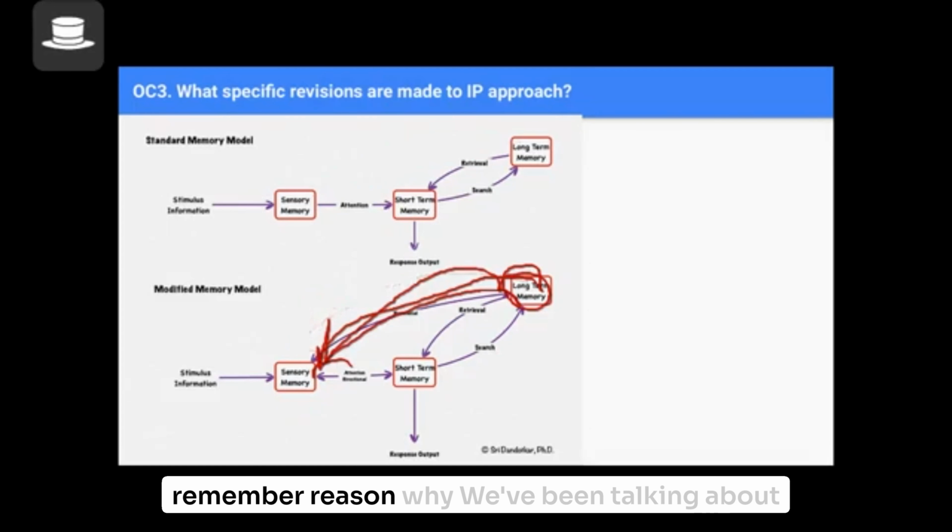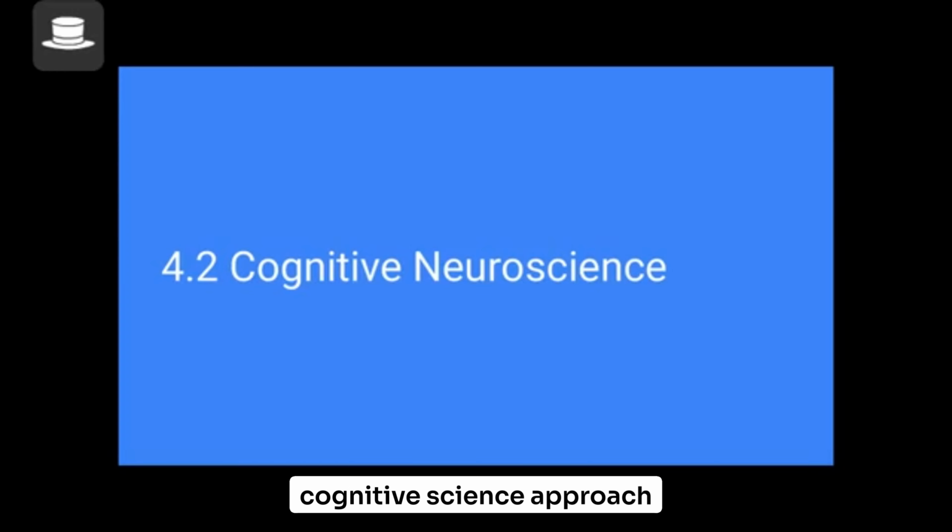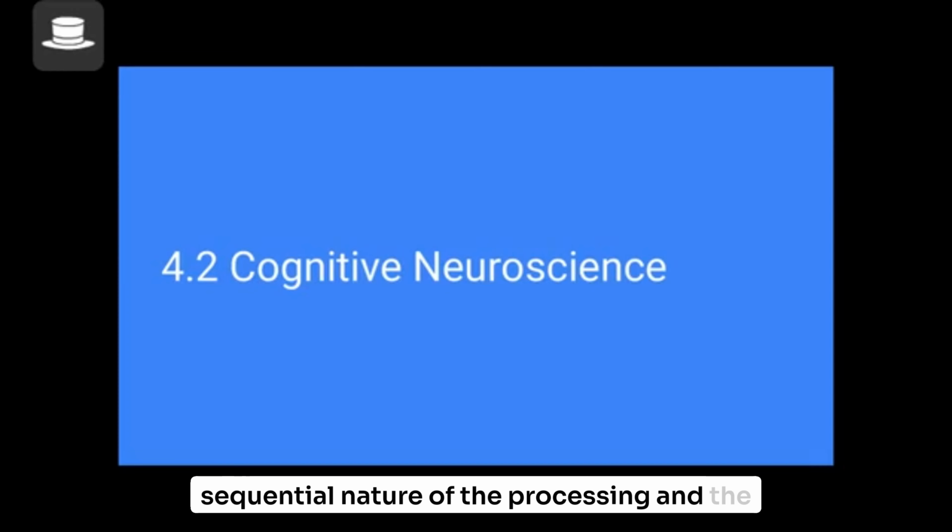Again, remember, the reason we've been talking about this is that in these two videos we talked about cognitive science, the strict information processing approach and the cognitive science approach, how they're different and how they're similar. We tried to understand what specifically is different between the IP and cognitive science approaches. We said that the basic assumption of the sequential nature of processing, and of later stages not influencing earlier stages, is a big thing. Those things change and result in the new approach called the cognitive science approach.